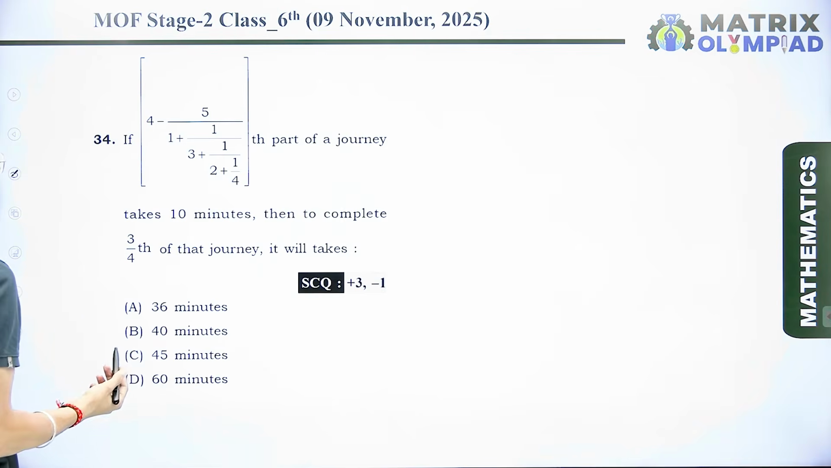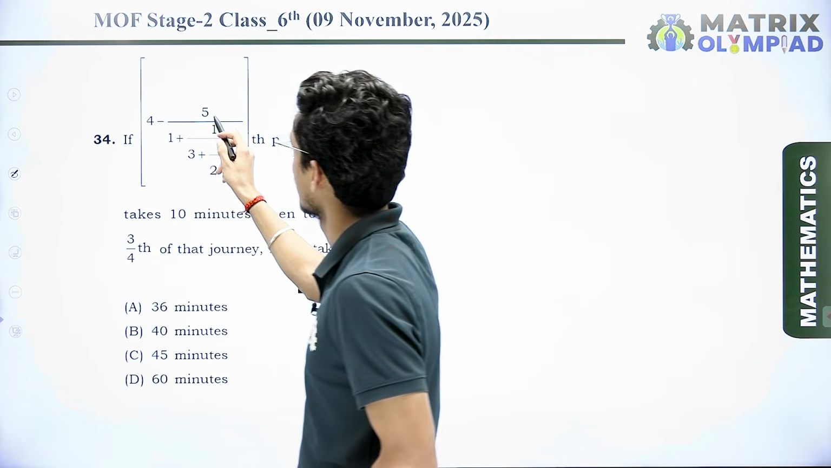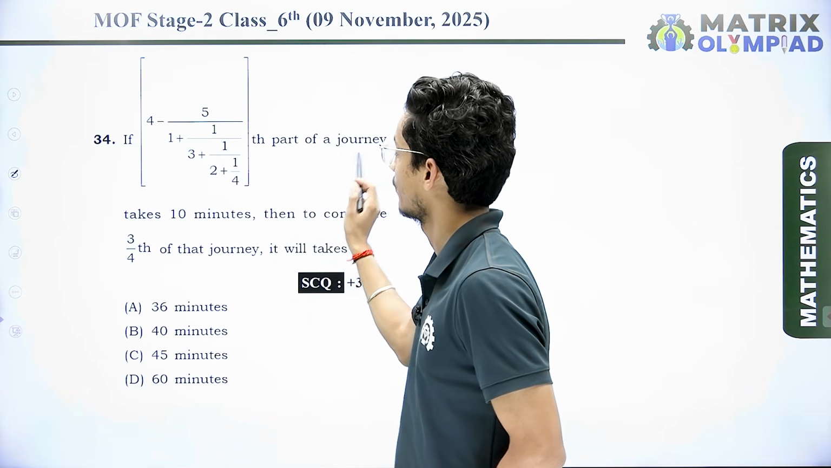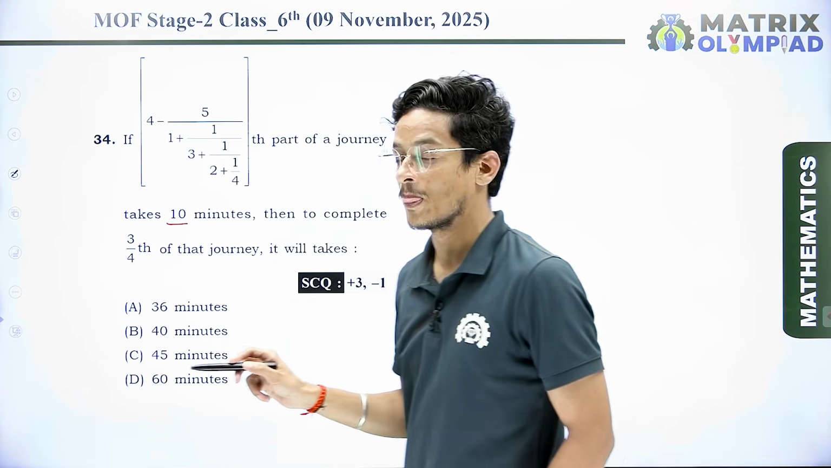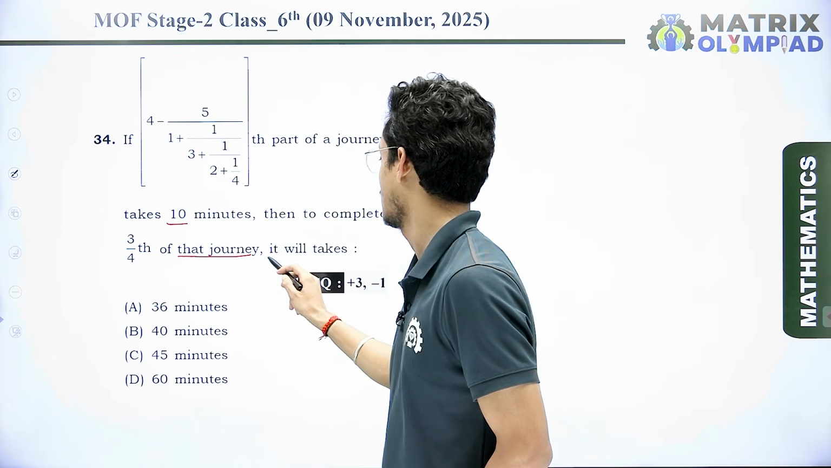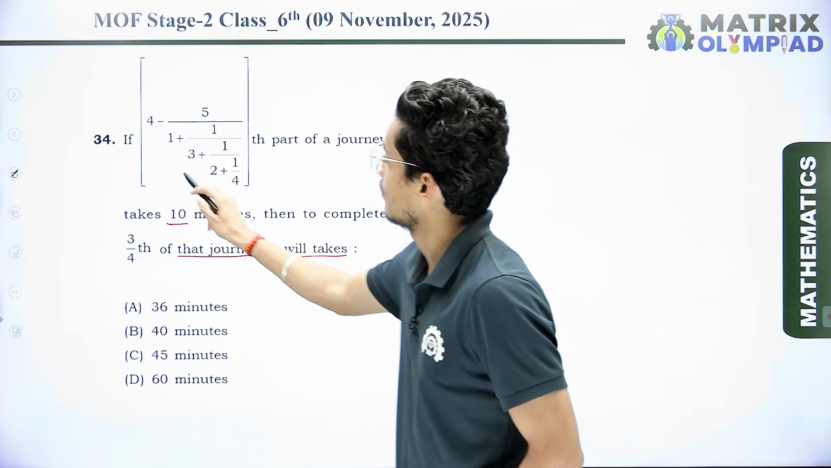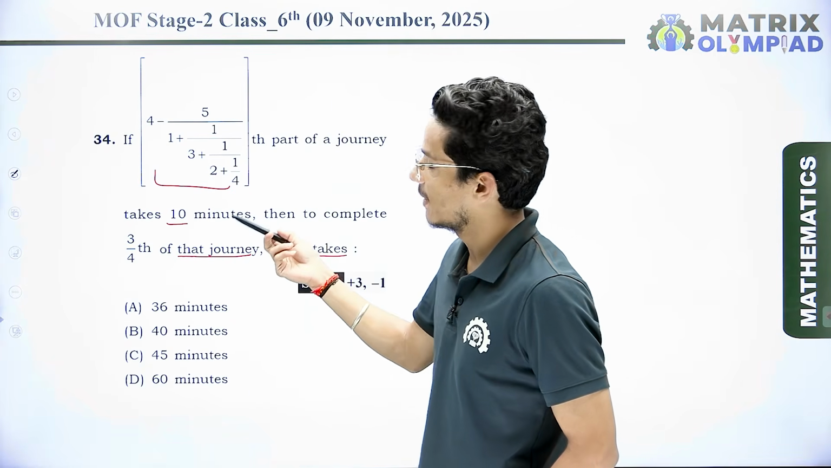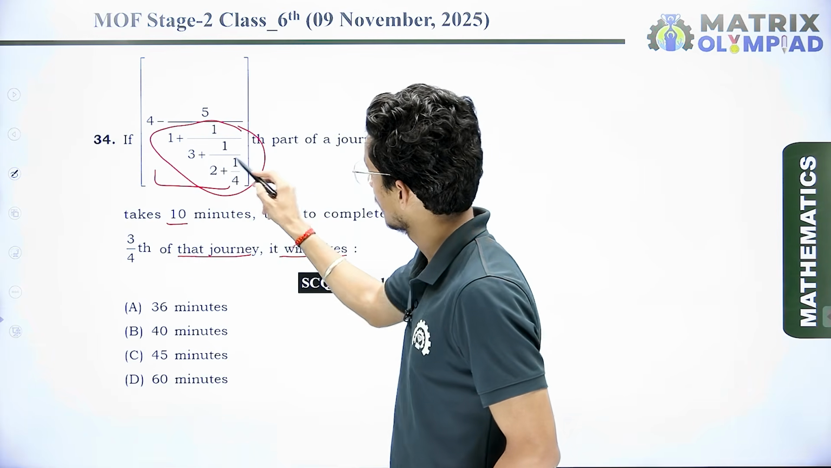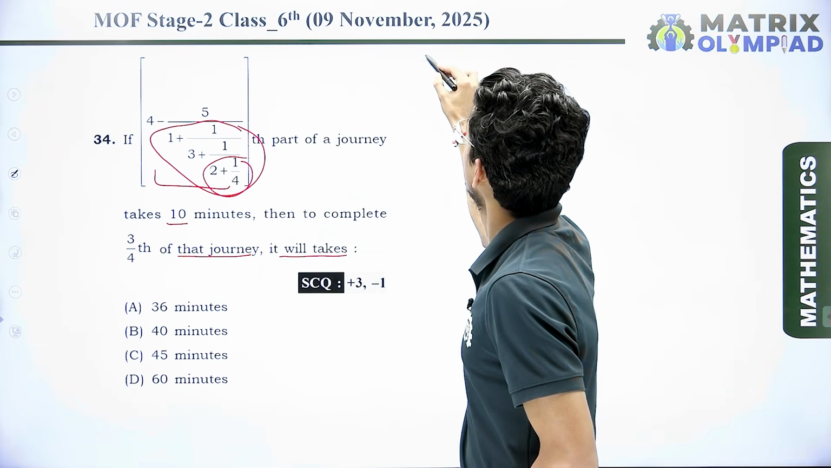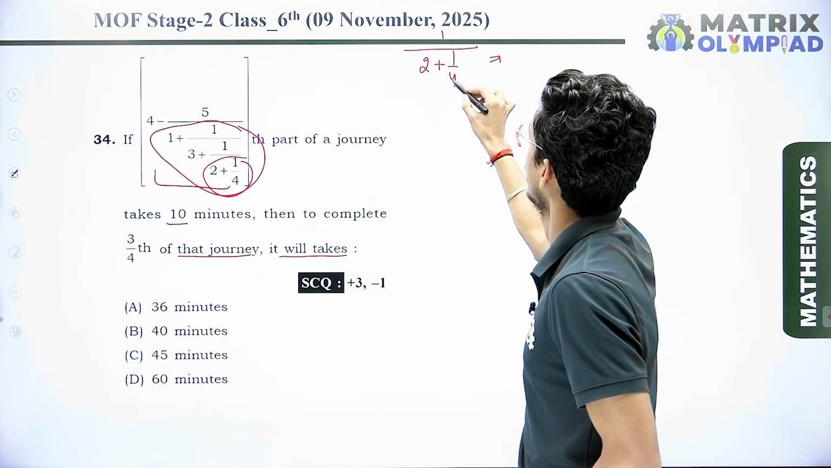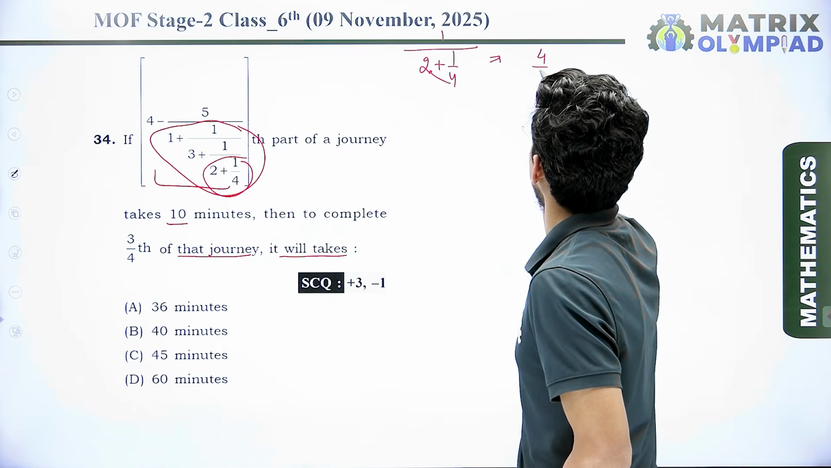So now if I talk about the next question, which is: if 4 minus 5 upon 1 plus 1 upon 3 plus 1 upon 2 plus 1 upon 4th part of a journey takes 10 minutes, then complete 3 by 4th of that journey will take how long? So first we have to simplify this one. Before simplifying this, we have to simplify this part. So we first simplify 2 plus 1 divided by 4 upon 1. We can say 4 2 8, 8 plus 1 9. So here I can write 4 upon 9.